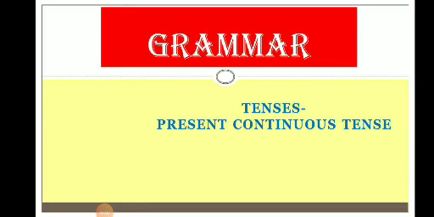In this video, we are going to learn present continuous tense, also called present progressive tense. It is used to show that an ongoing action is happening now, either at the moment of speech or now in a larger sense. The present continuous can also be used to show that an action is going to take place in the near future.